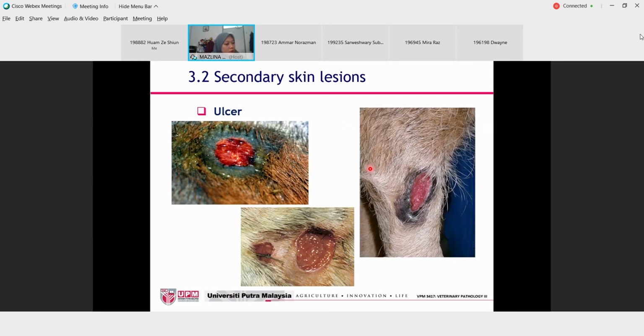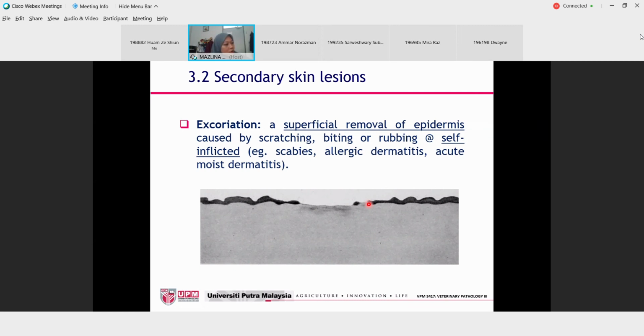Okay, these images show how the ulcers look. So usually with the ulcer, you see discontinuity of the epidermis, right? And that is very deep also. So it affects the underlying dermis. So this healing usually takes a longer time and more often will lead to formation of scar. Okay. Next we have excoriation.